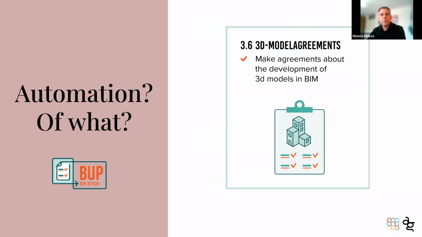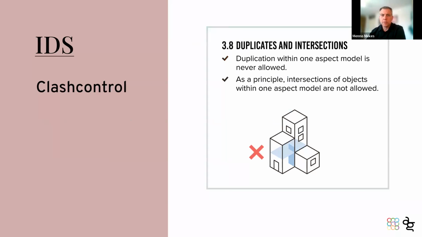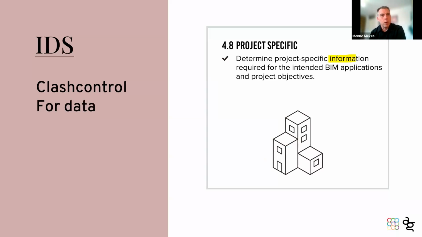Now we have a lot of people whose jobs have changed from building engineering to model checking. And I think that's a waste of resources, since basically everything that is agreed upon in the BIM execution plan can be checked automatically with an open standard that is IDS. So checking something automatically, that sounds like a clash control, which it is. IDS is just clash control for data. What we do is we clash the required information.